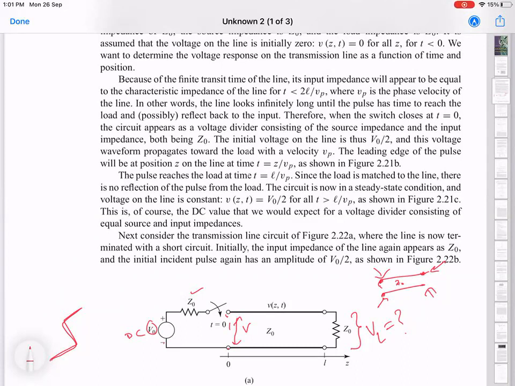So what is the voltage that will appear at that point? Is it V naught? Is it V naught over 2? Is it V naught over 3? How did you arrive at 1 over 3? I was thinking of a series based on the future.